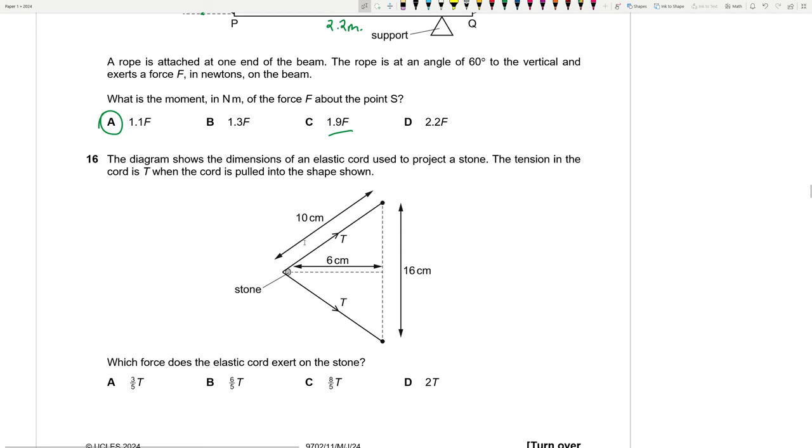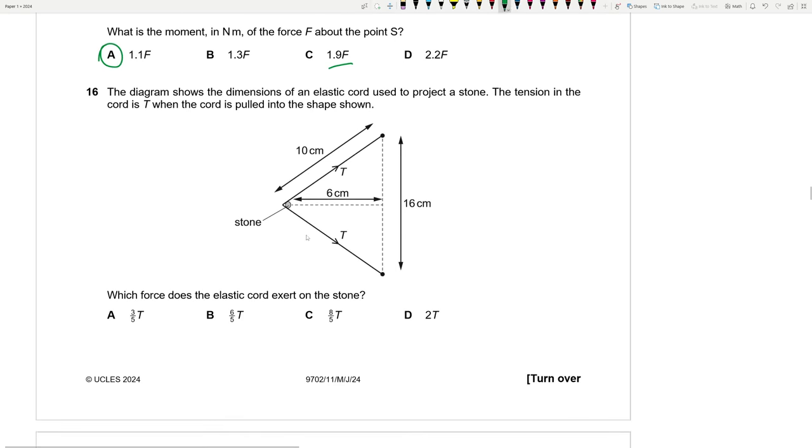The diagram shows the dimensions of an elastic cord used to project a stone. The tension in the cord is T when the cord is pulled into the shape shown. Which force does the elastic cord exert on the stone? Okay, so these cancel out. Okay, this is 8, we can find out this angle. How? Sine theta equals 8 by 10. Let's find it out.